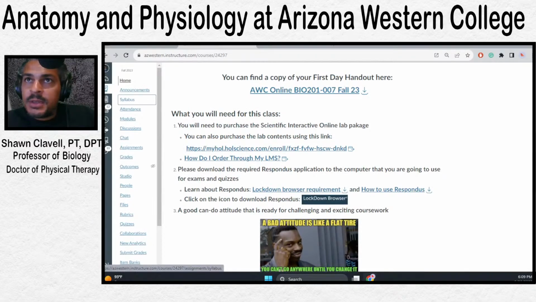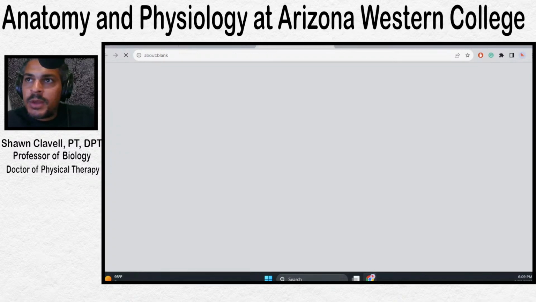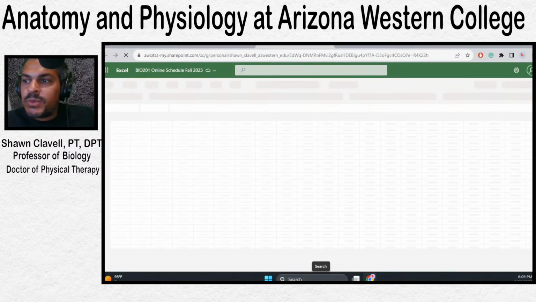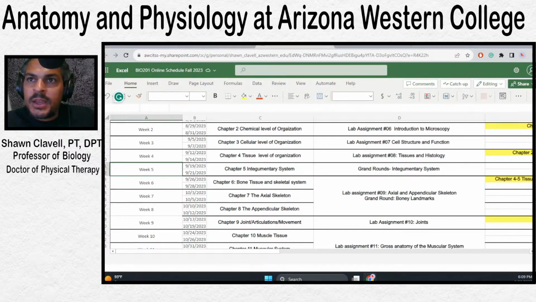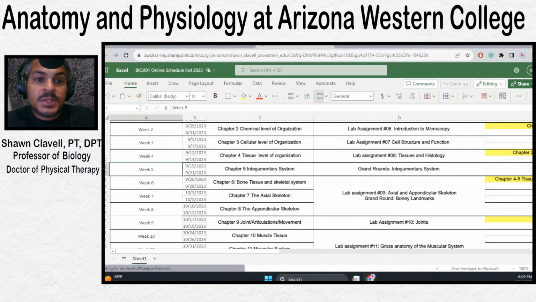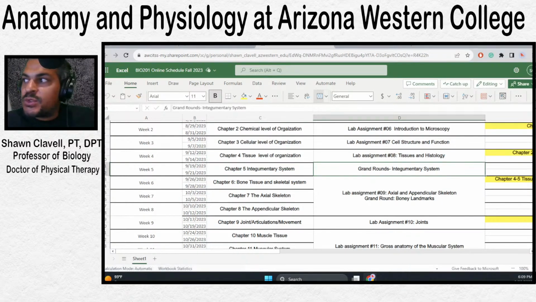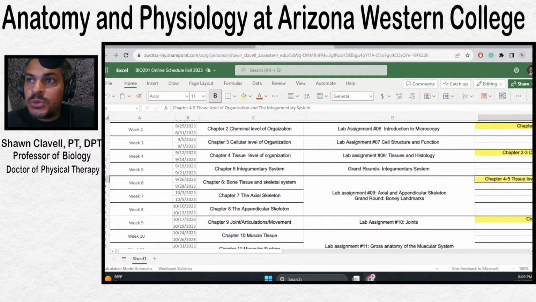Let's hop into the syllabus here. Take a look at this schedule right quick. Again, we're in week 5, so we're looking at the integumentary system, running through each of the chapters of your textbook once a week. We're trying to cruise through the first quarter of the semester. We're right here, week 5, the integumentary system. We're going to introduce some grand rounds this week. That's our lab assignment.